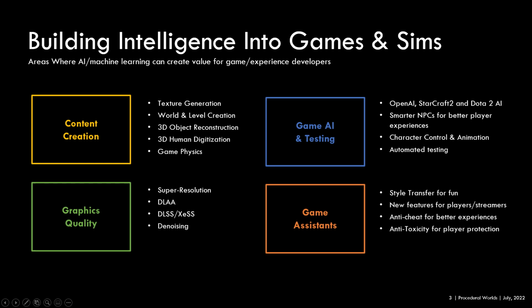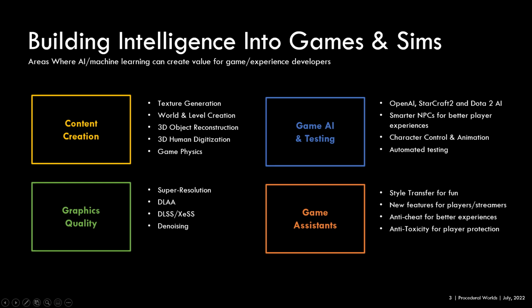When considering how to build intelligence into games and sims, there are a number of areas where AI and machine learning can create value for games and experience developers. First, in the area of content creation, AI and machine learning is making massive bounds in the constructions of realistic environments and humans. In terms of graphics quality, AI is being used to increase the resolution and the visual quality of the experiences you're having.